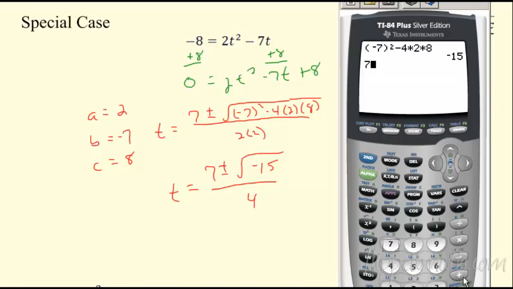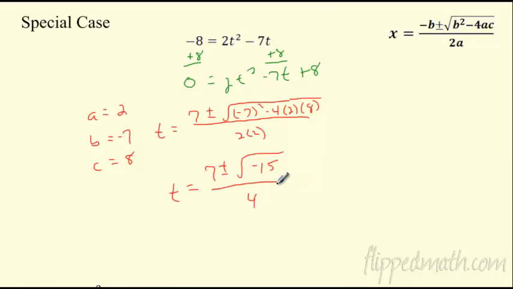What's going to happen here? 7 plus the square root of -15. Can I do that? No, you can't do that. What's wrong with this? You can't take the square root of a negative. It's going to be imaginary answers, something we're not going to mess with until Algebra 2, so we're not going to sweat this. So if you get a negative in the discriminant, underneath the square root, what does this mean? It means there's no solution.